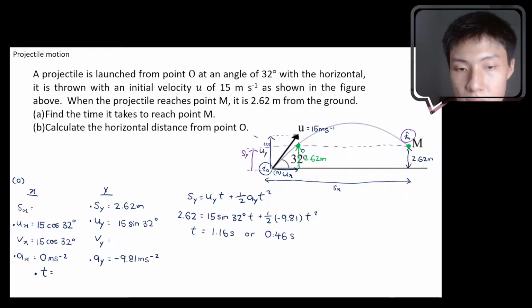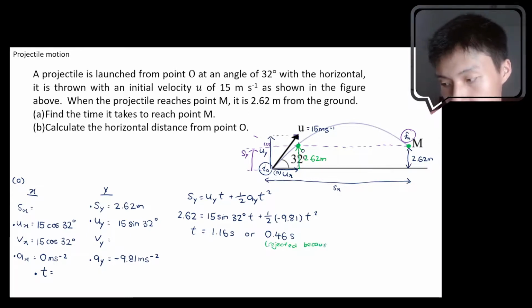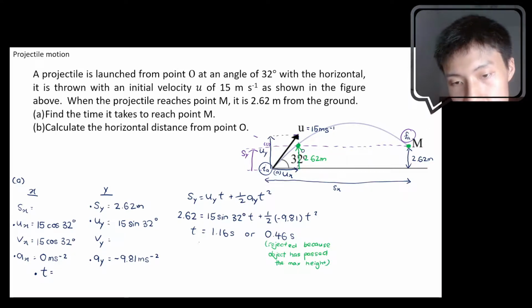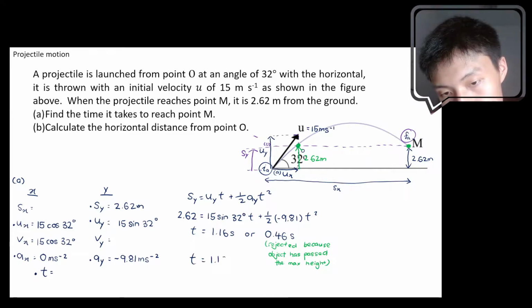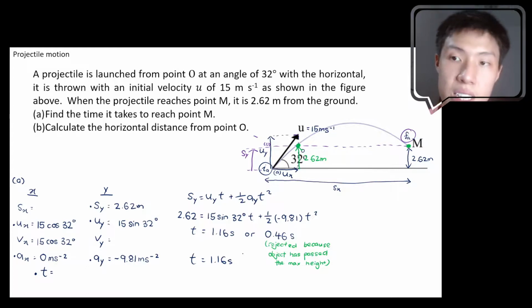So what we can do is reject this one. We can say rejected, and we say it's rejected because the object has passed the maximum height. Okay, so our answer will be t equals 1.16 second. Done. So what does it mean? It means you take 1.16 seconds to travel from the initial position until you reach point M.